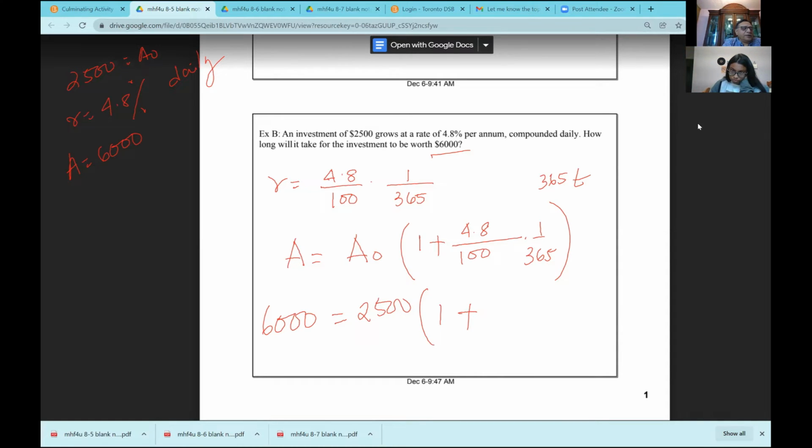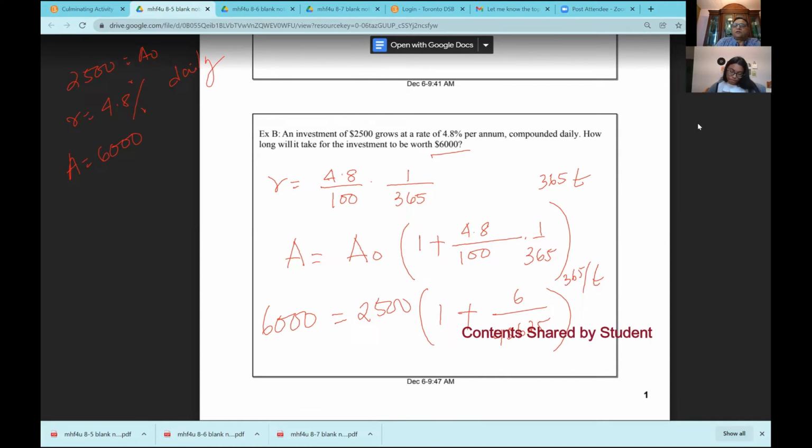So let me do 4.8 divided by 36,500. And this is 6 over 45625. Is it okay? So that is what you get. Now, you have to find t just as we did in the previous question. Exactly the same method. So first you divide, right? So when you divide, what do you get?